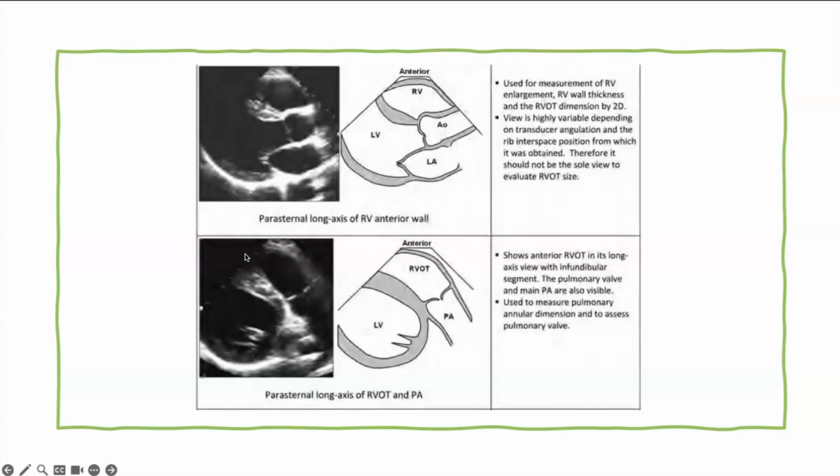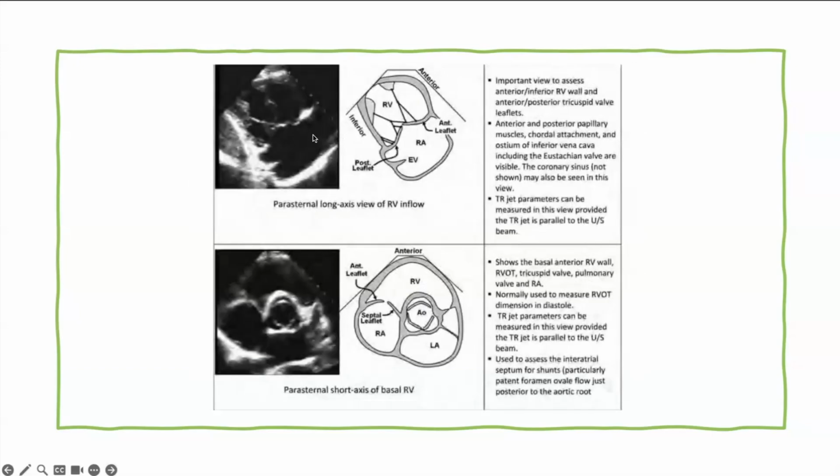Then by fanning down, looking at the parasternal long axis of the RVOT and the PA, here we can get the anterior RVOT in its long axis. And this is another view in which we can measure the RVOT; we can measure the distal RVOT here. So again, in the parasternal long axis we can measure the proximal version of the RVOT, and looking at the PA, we can measure the distal version of the RVOT. And I'll talk a little bit more about those measurements in a minute.